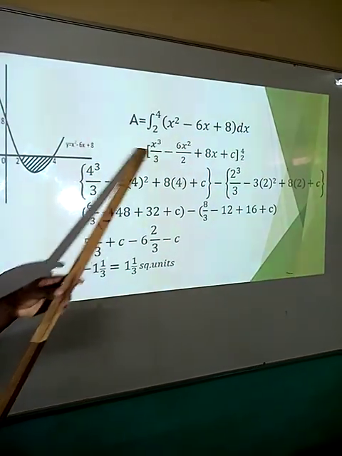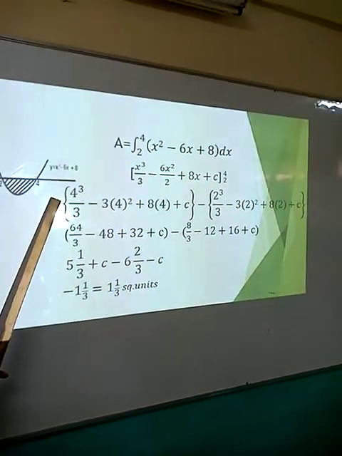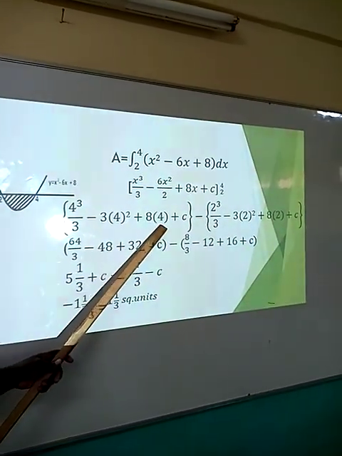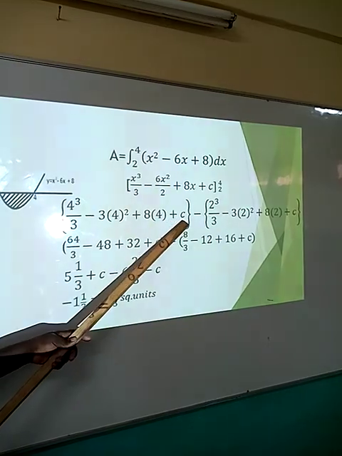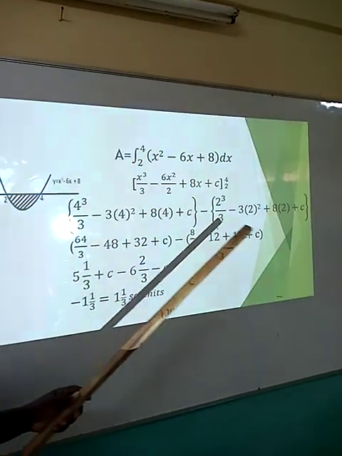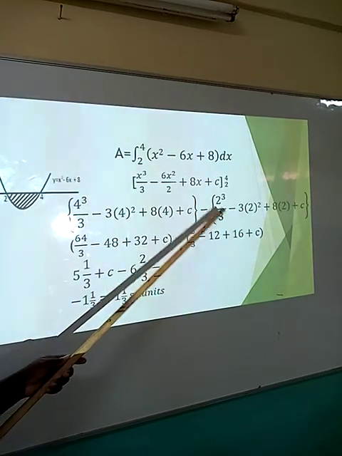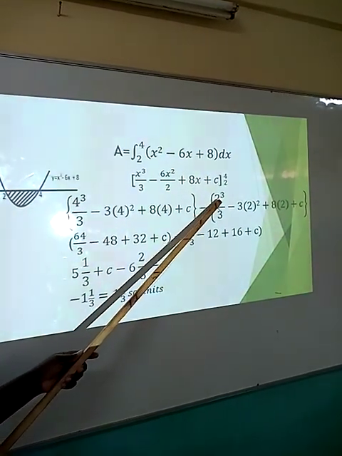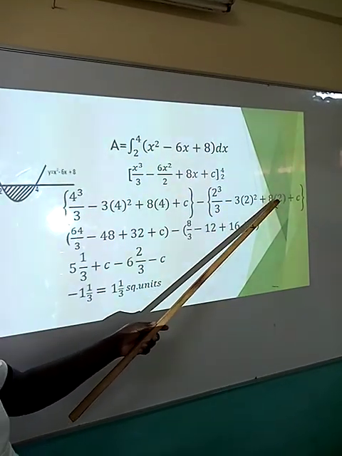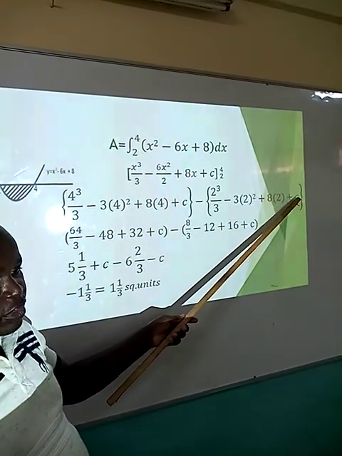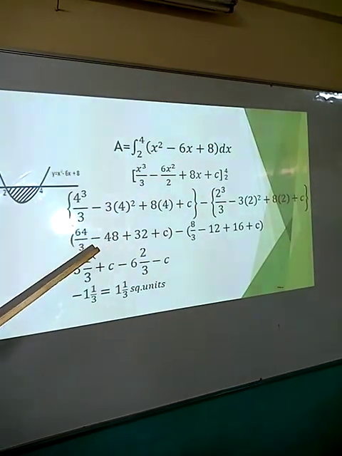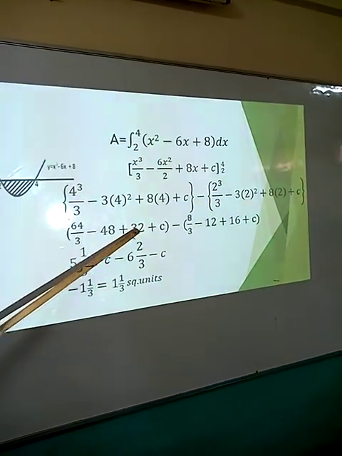In the next step, we are substituting, in the first bracket, substituting the upper limit 4. Where there is x, we place 4. Please, I want you to follow the substitution in the first bracket plus a constant. Follow the substitution in the second bracket. Where there is x, we are putting 2, the lower limit. Check through plus a constant. The next step is simplification.